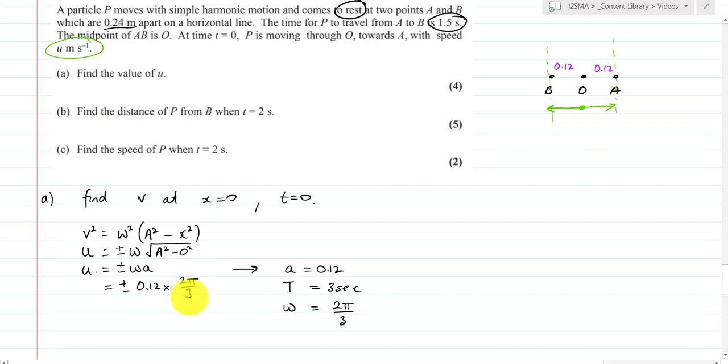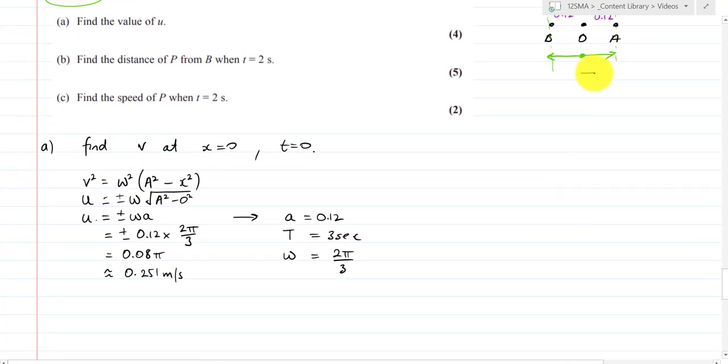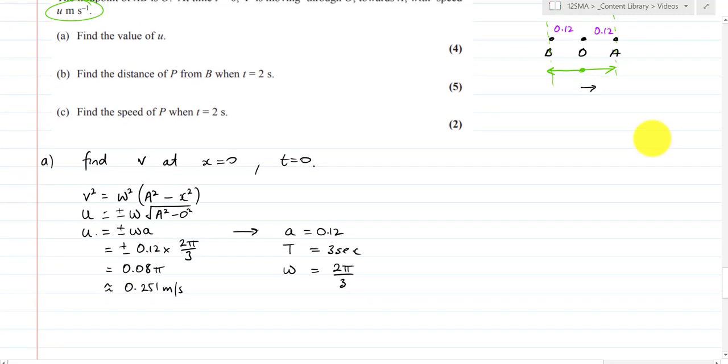And so now we just need to go ahead and simplify that value, and the best answer that we can probably put for it is 0.08π, but of course we could write that down as about 0.251 meters per second. Now I've made this positive because initially it's traveling towards A, and actually it's the way that I've incidentally made my diagram that traveling towards A is positive.